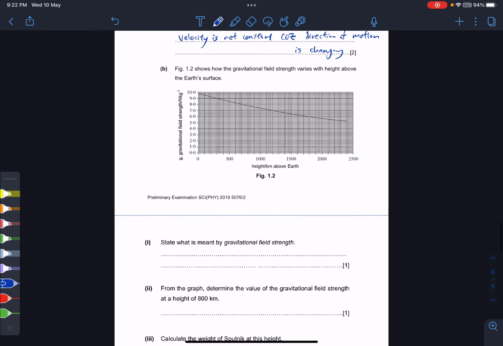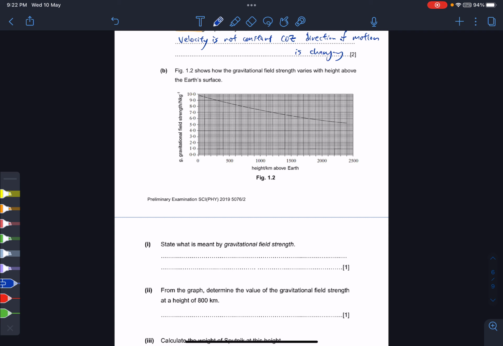Okay, next part. This is a giveaway definition. What is gravitational field strength? You may remember this has g equal to 10 Newton per kilogram. So this is a definition. It's basically the amount of gravitational force.